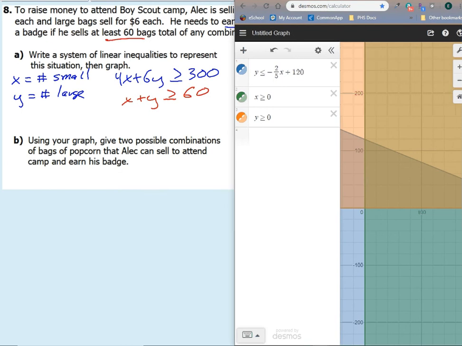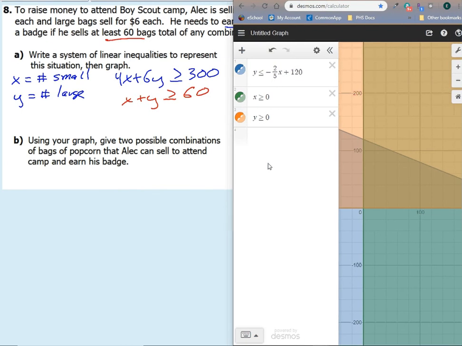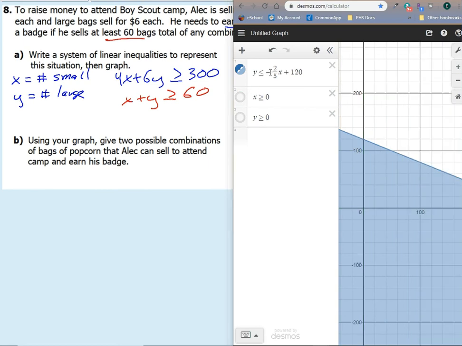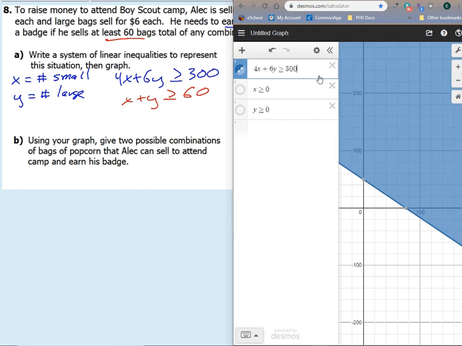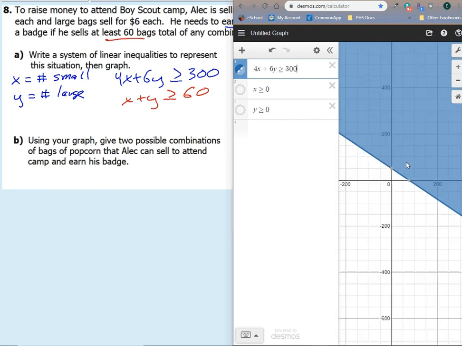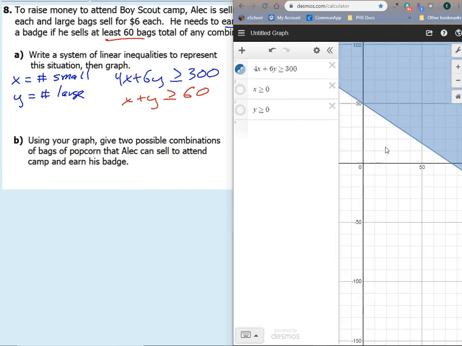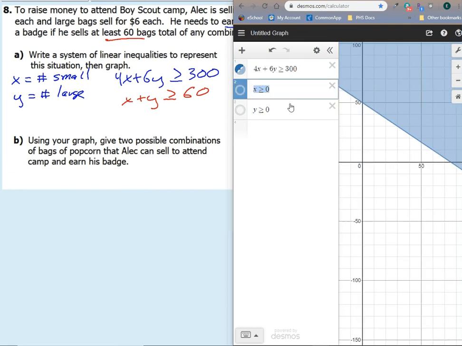Okay, so here. I'll turn these off for a second. So the blue one now is going to be 4x. We don't even have to put this in. If we're using Desmos, we don't need to solve for y, right? It'll take it in any form. Standard form's fine. So 4x plus 6y is greater than or equal to 300. So there's the blue inequality, the first one, correct? Then the next one is x plus y is greater than or equal to 60.